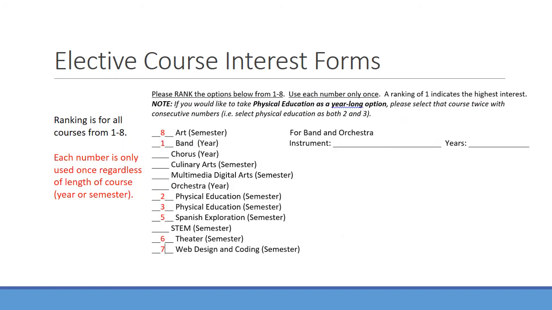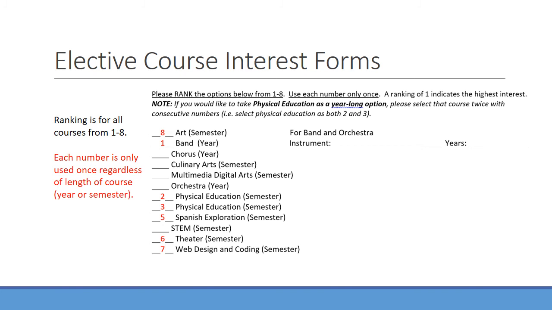Please support students with directions for how to complete their elective course interest forms. The ranking of the options is from 1 to 8, with each number only being used once. In the example, the student's first choice is band, indicated by a 1. This is a year-long course. The student would also like to take PE for a year, so they have indicated both semesters with consecutive numbers 2 and 3.